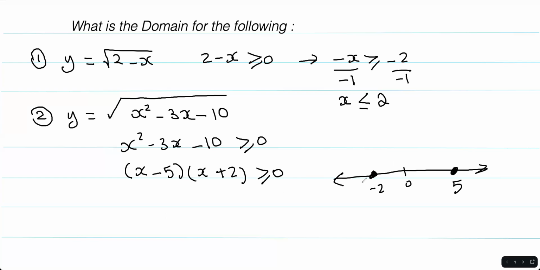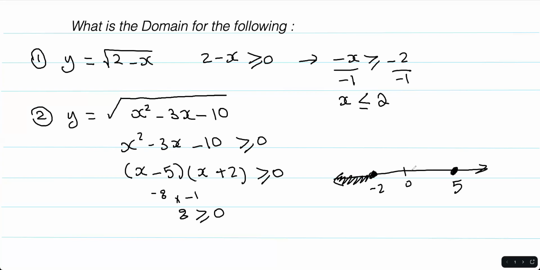In this interval, we'll take negative 3 and sub it in here. Negative 3 minus 5 will give me negative 8. Negative 3 plus 2 will give me negative 1. When you multiply these two, I get 8. Is 8 greater than or equal to 0? Yes, that's true. Therefore, you shade here.